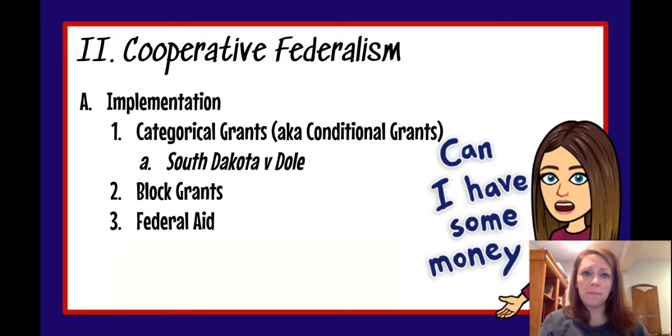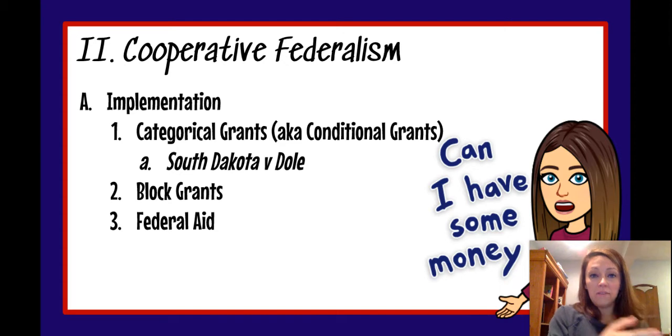We have a few different types of grants that we want to look at today. The first one is called a categorical grant. Sometimes it's called a conditional grant. Basically, this is money that the federal government will give to the states, but it has a lot of strings attached to it, or a lot of regulations.